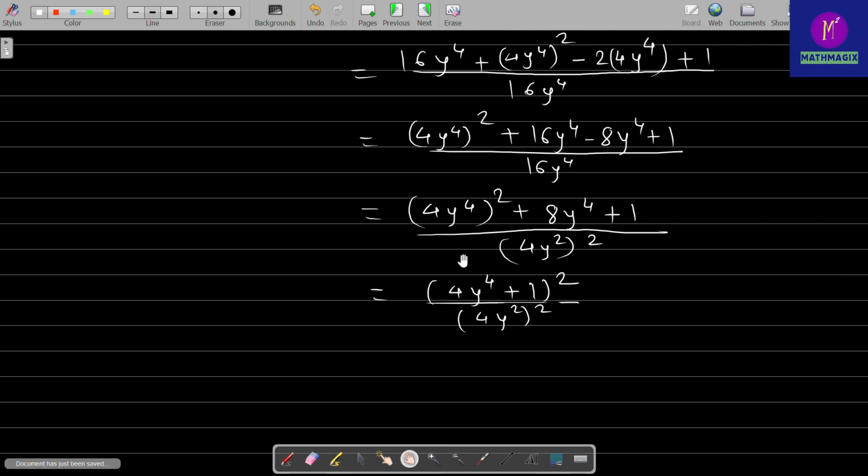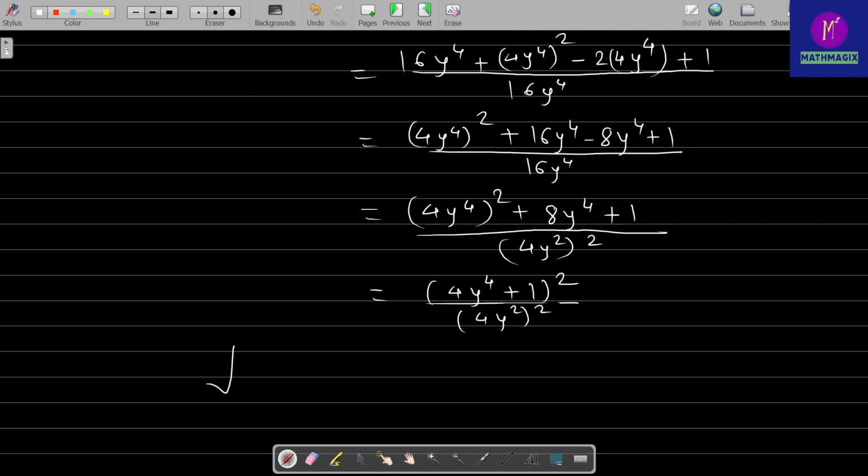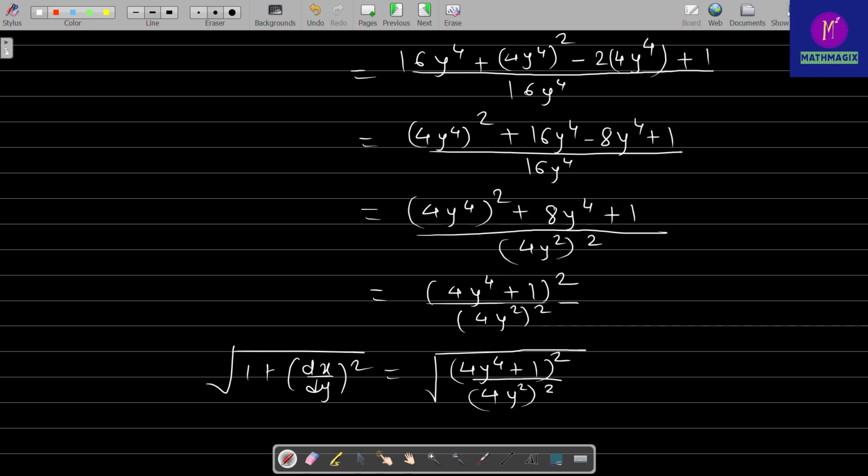Let us find out a square root of this. So square root of 1 plus (dx/dy) the whole square is nothing but a square root of (4y^4 + 1) the whole square upon (4y^2) the whole square, which is nothing but (4y^4 + 1) upon 4y^2.